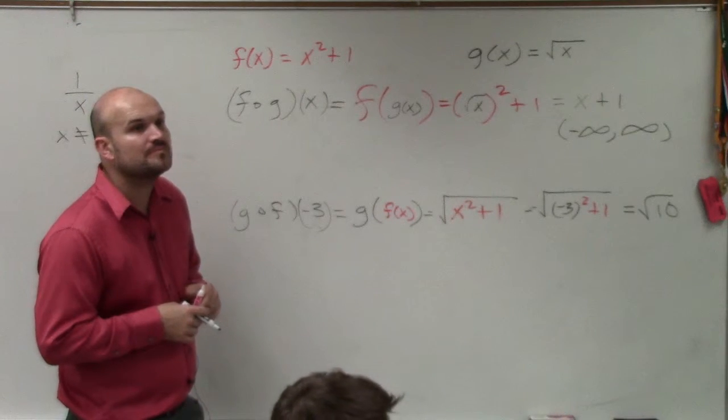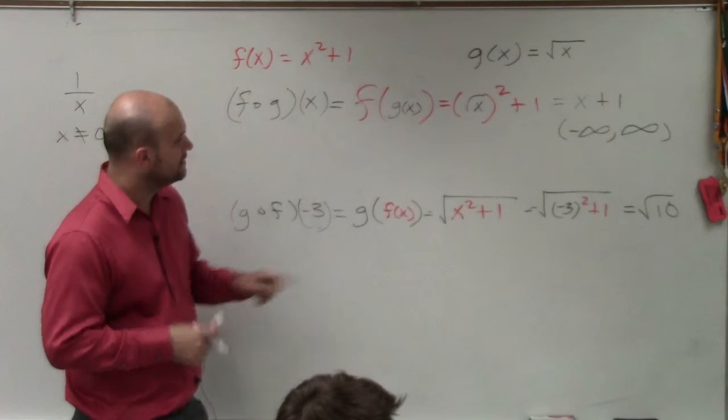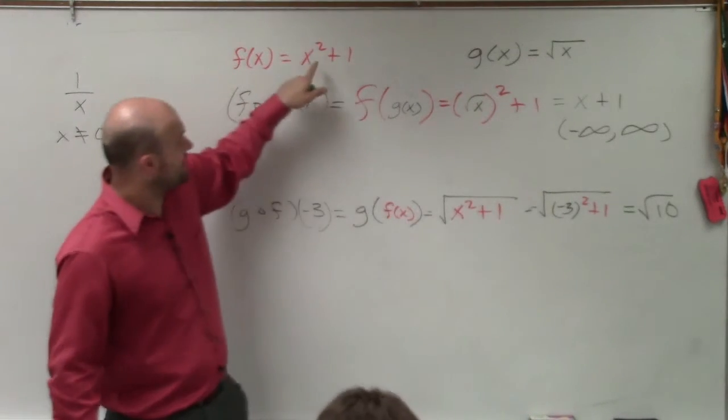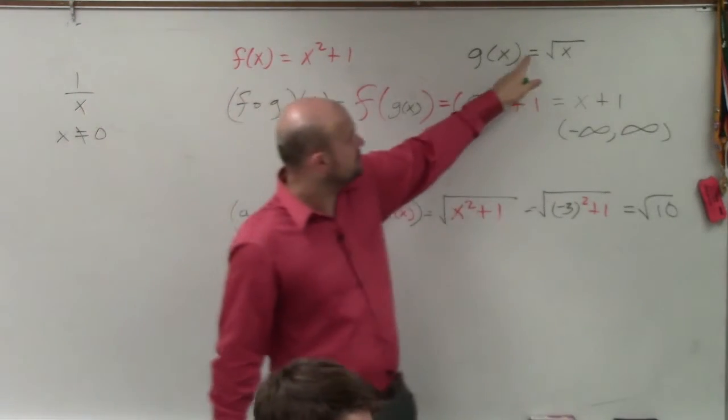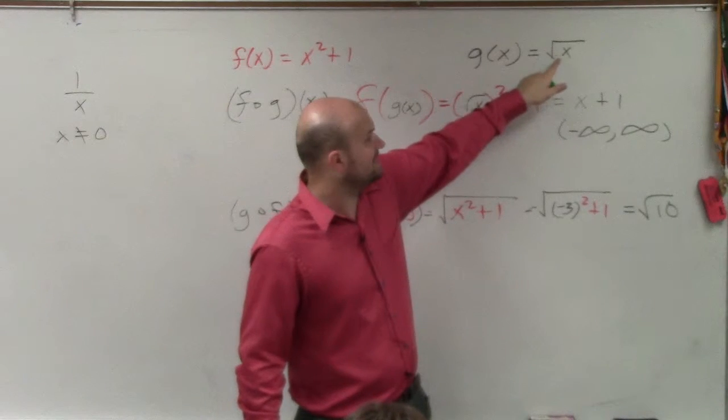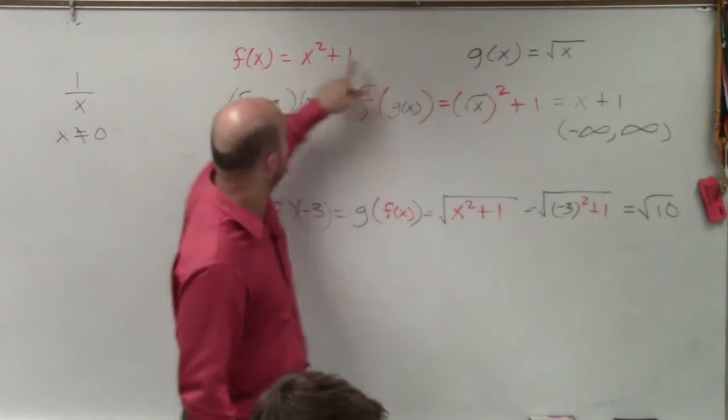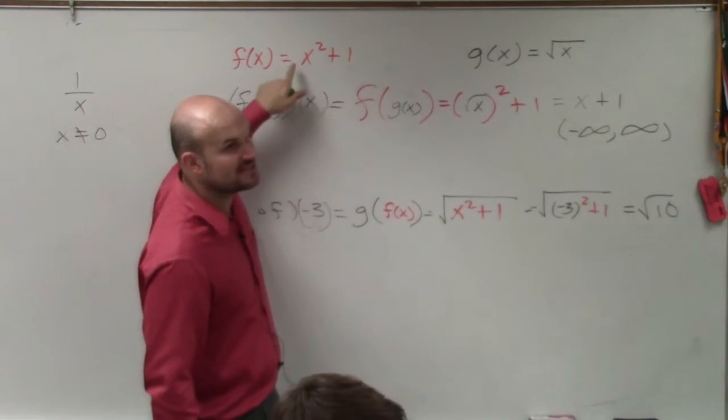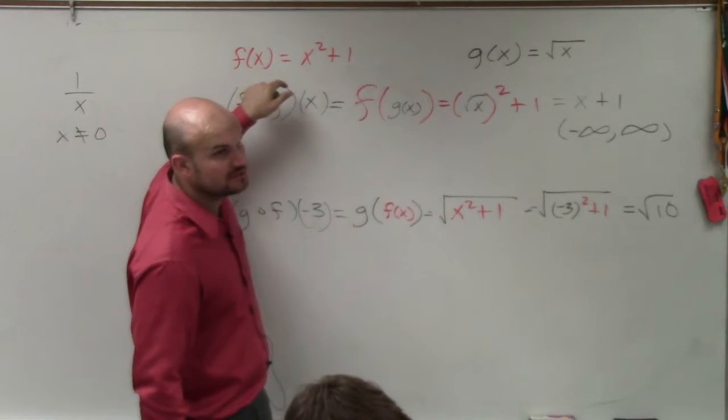X squared plus 1 is f of x. G of x is square root of x. All I did is I replaced x with x squared plus 1 because that's what f of x equals.